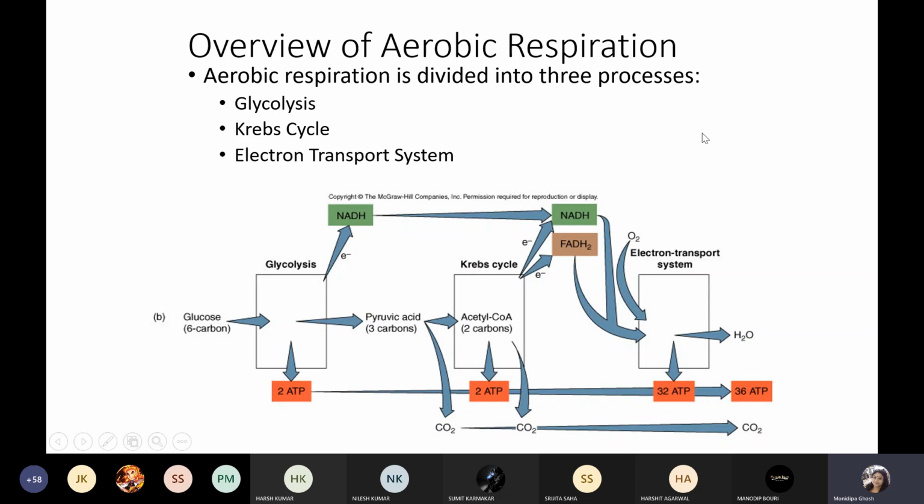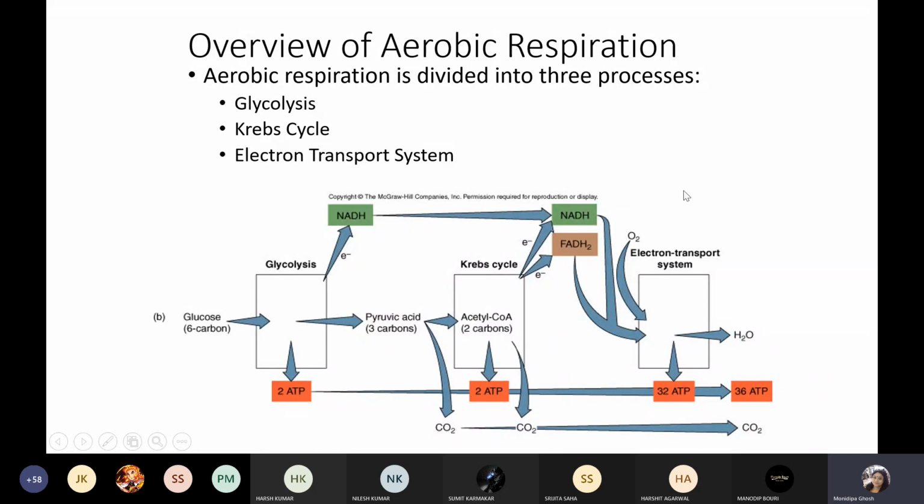And here in the last step, the electron transport system is formed over the cytoplasmic area, where different electron transporter molecules are present, which efficiently take up the electrons and process them to the next step for further usage inside the cells. 32 molecules of ATP are produced in the last step. Previously 2 plus 2, 4 molecules have been produced.